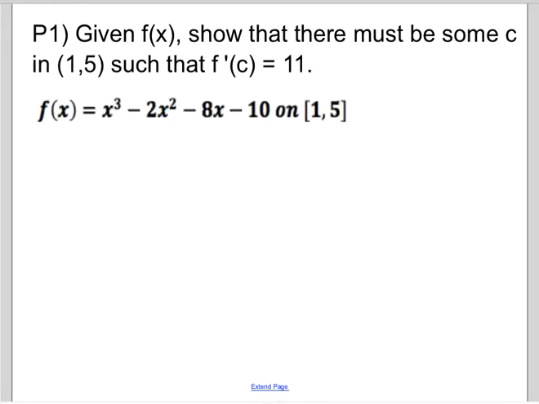So P1, you're going to go ahead and try the same concept with P1. I'm going to suggest that you pause me and try it by yourself. I'm just going to go ahead and walk through and do it. So first thing I'm going to do is I'm just going to kind of be lazy and say that this is a polynomial.